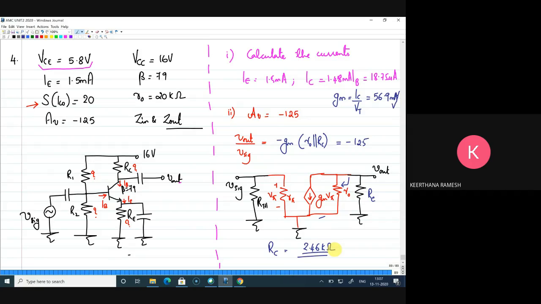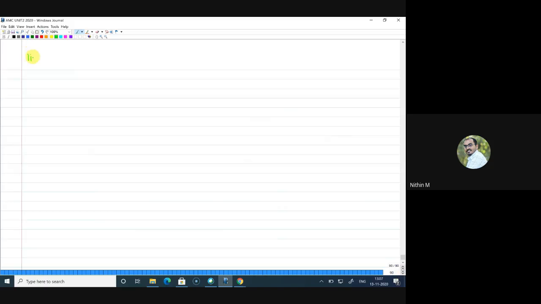Sir, the remaining is the same because we know RC. We do not know RE, right? We know only RC. Then we'll write KVL around that loop. Which loop? Around the RC, RE loop. Very good. Yes, so we'll go for this loop and we'll write KVL. That is your third step. So what is the KVL there?